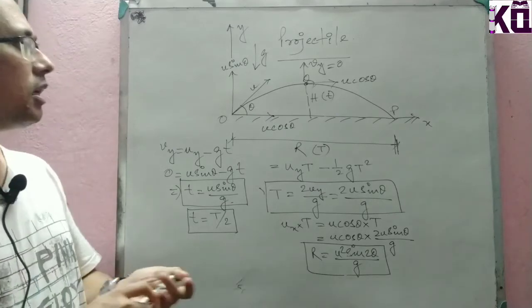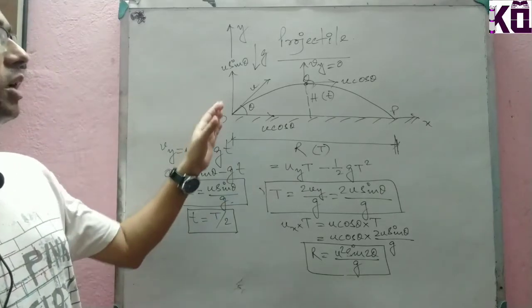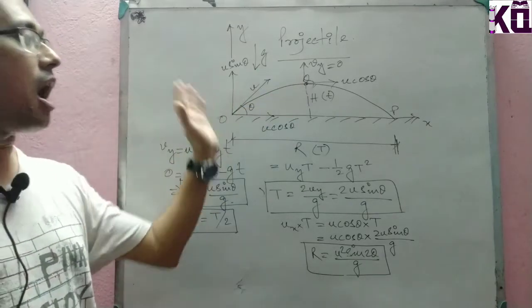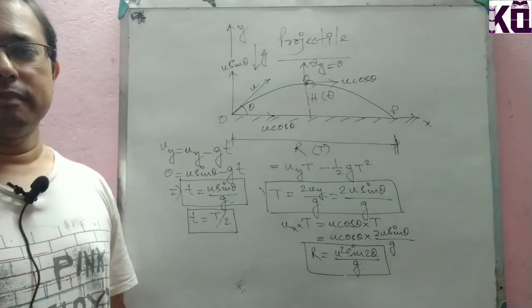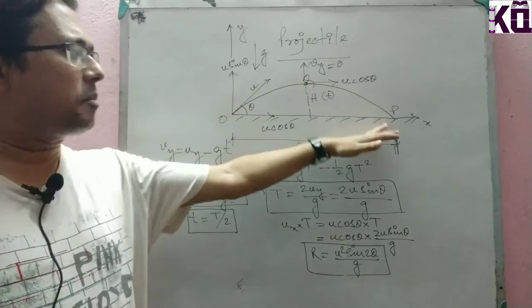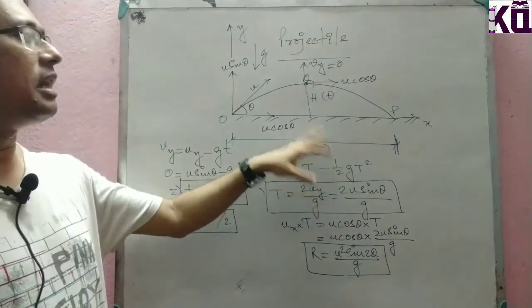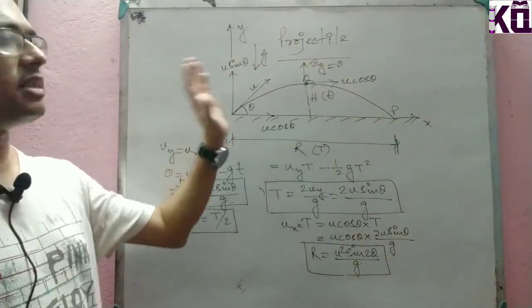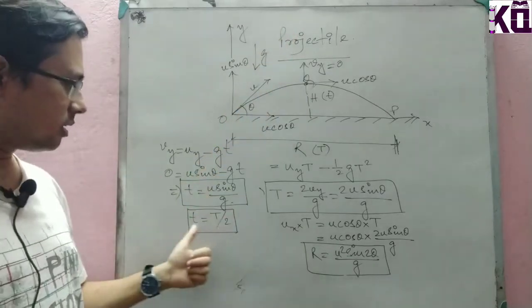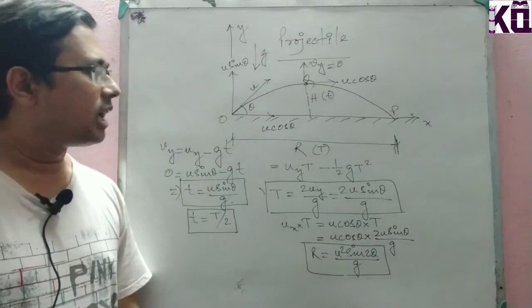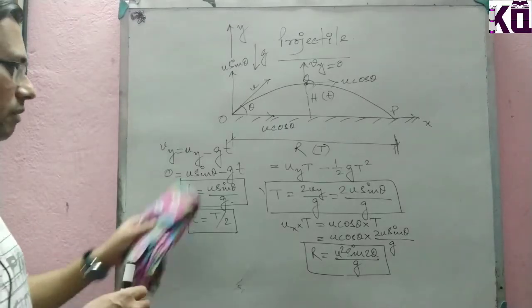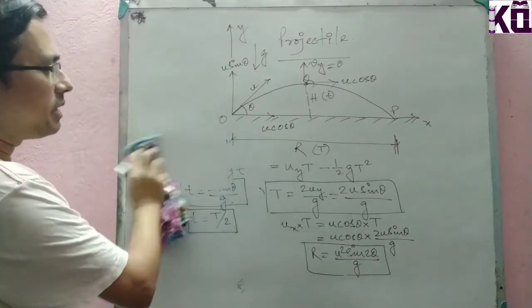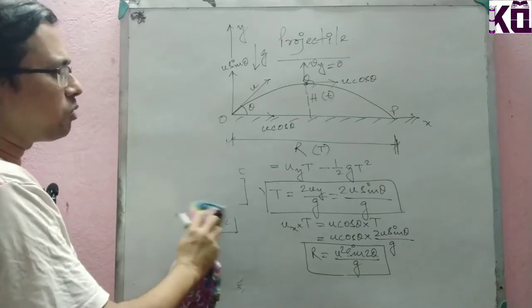That means in case of a projectile motion, the body reaches its maximum height in half of the time it takes to reach the same level. If the body reaches the same level in time capital T, then in half of this time it will reach its maximum height. So this is the explanation. And what is the expression for maximum height? We have understood the time taken, that is okay, there is no problem.